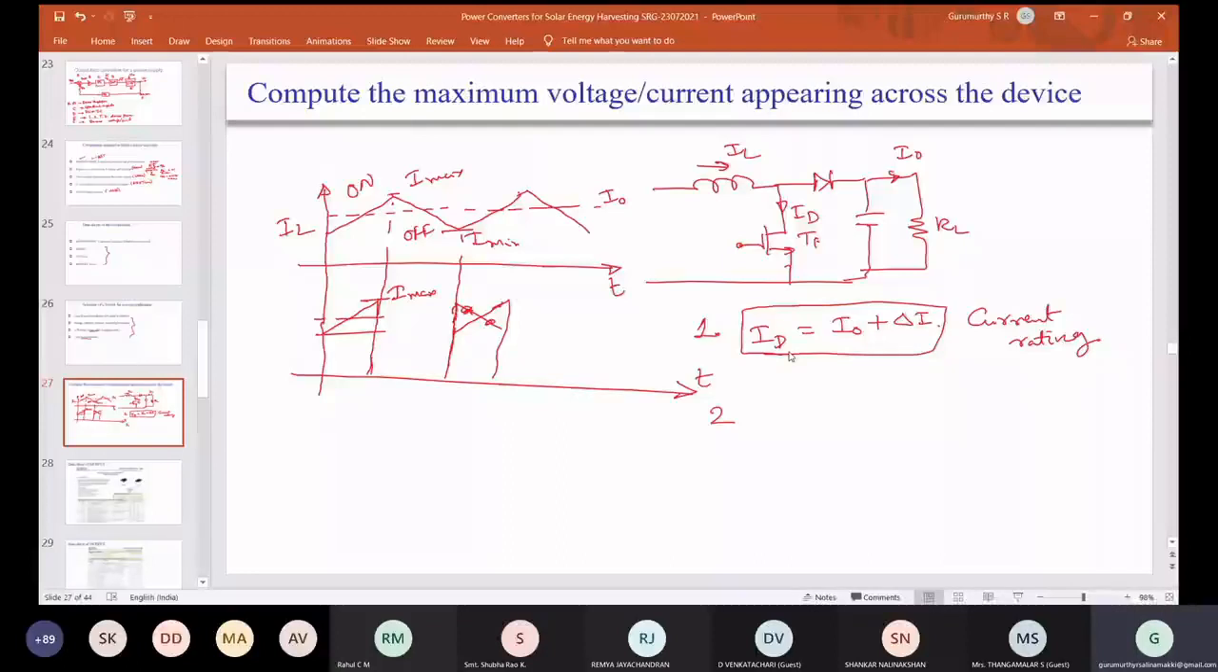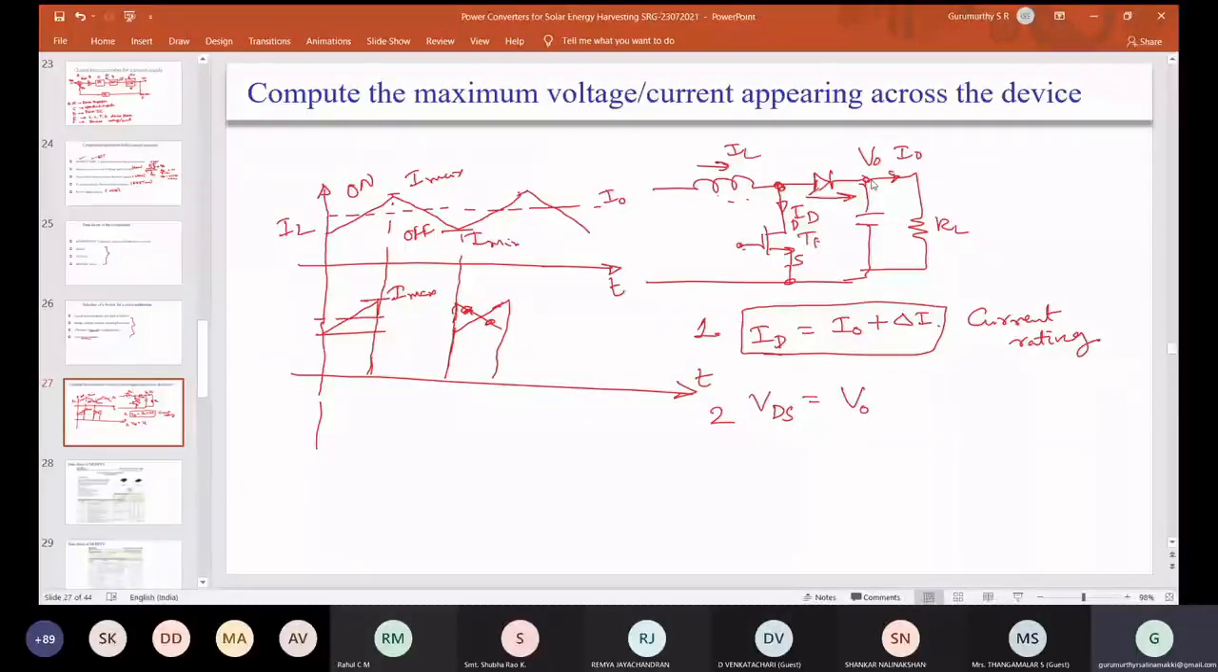Then next is voltage across DS, VDS, drain and source. If you see here, when the device is on, the voltage across the device is 0. When the device is off, the diode will be conducting. So that means this is off. Whatever output voltage you are going to see, that voltage this device is going to see. So VDS is nothing but V output. It is a boost converter. The output voltage is higher than the input voltage.